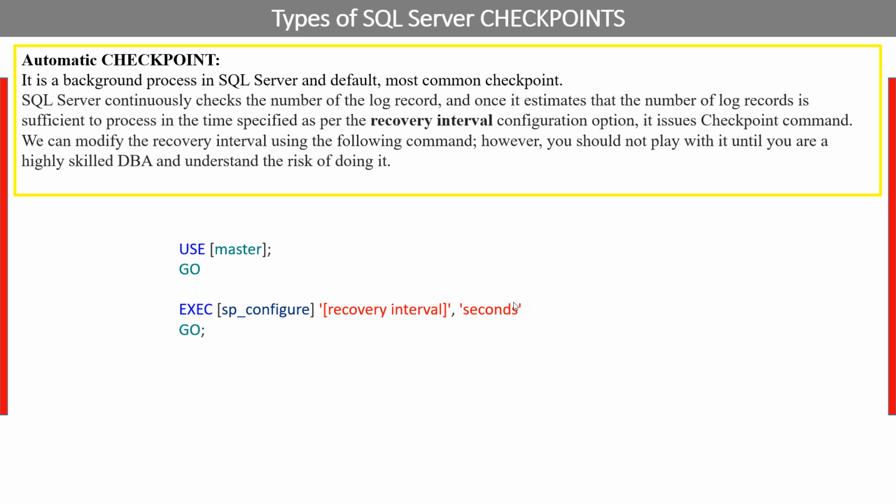But when you stay with the default option and don't modify it, what happens internally? It scans how many changes you are performing. If the changes are sufficient to perform a checkpoint, the automatic checkpoint will trigger, and it will move the dirty pages to the disk and the log records to the LDF. Got it?